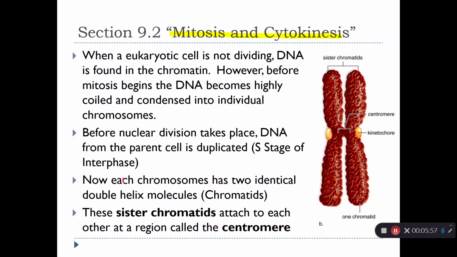Now each chromosome has two identical double helix molecules, and we call these, so highlight this right here, sister chromatids. That's what these are, sister chromatids. So make sure you understand that.